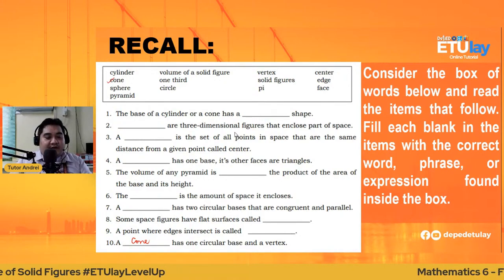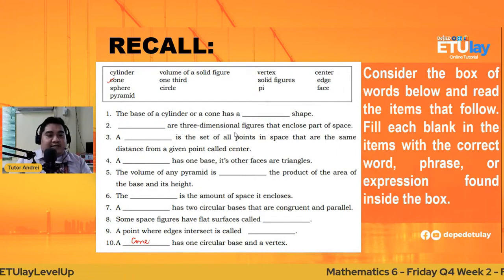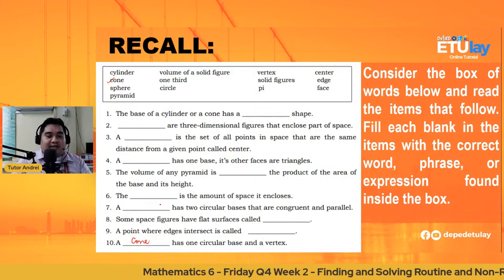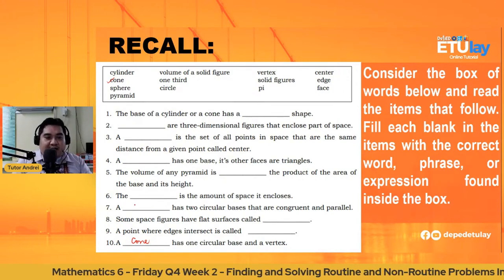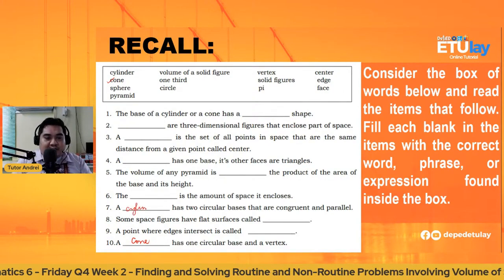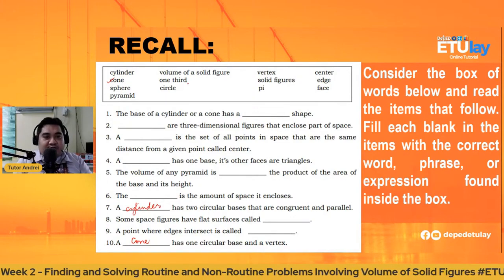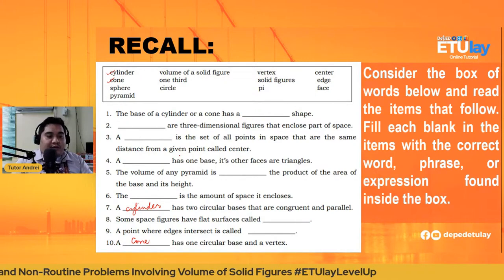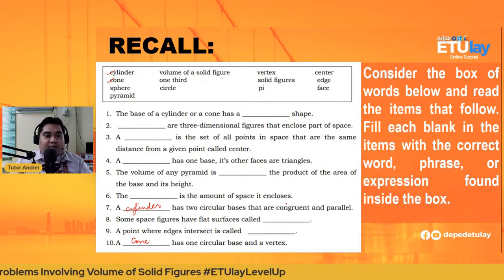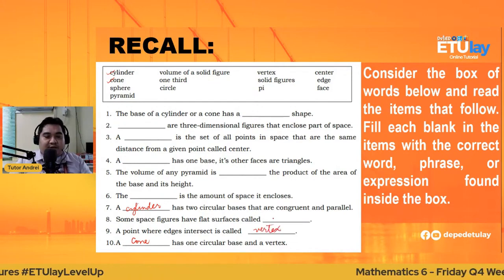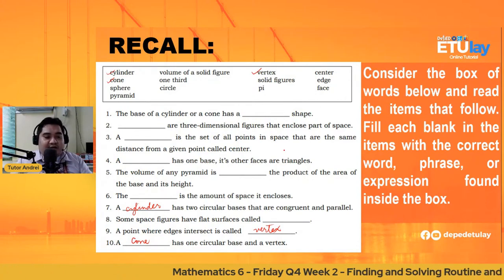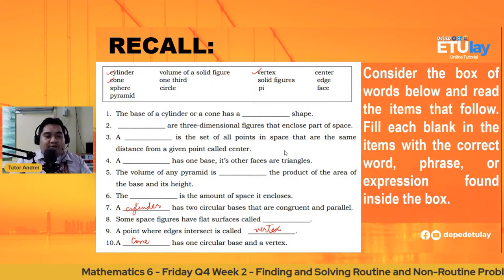Ayan, so number 7, according to Cassandra Bravo, is cylinder. Yes, that's correct. A cylinder has two circular bases that are congruent and parallel. Very good. Okay. And we're still waiting for the others. So cylinder, may check na yan. Okay, sagot ni Nerwin ulit sa number 9, vertex. A point where edges intersect is called vertex. Okay, that is correct. Vertex, very good. Kay Nerwin, of course. Kay Angelic Marie Salazar, ganun din. Very good. Number 9 is vertex.